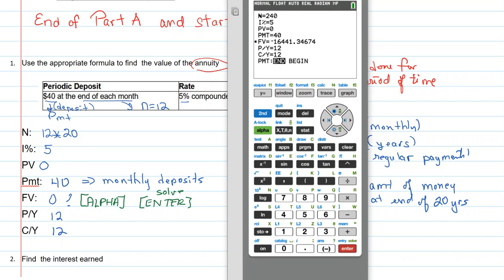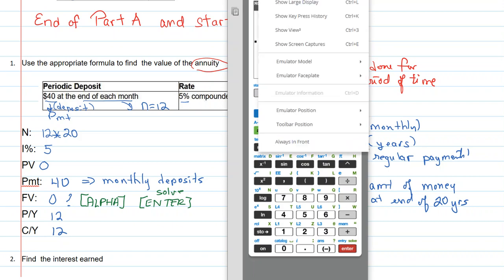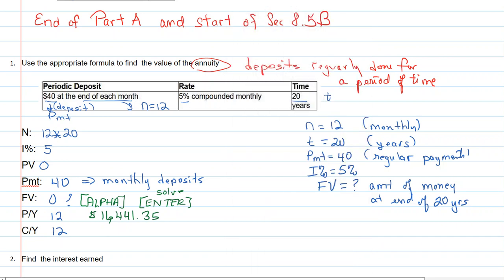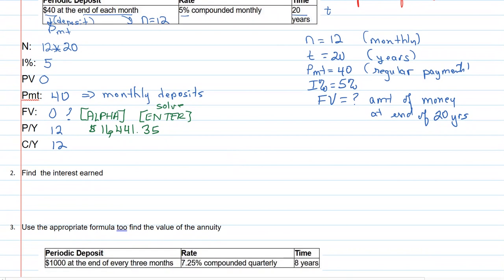Okay. Always in front. Okay. So our number is 16,441 decimal, and I'm going to make that 35 cents. All right, $16,441.35. Now we want the interest.